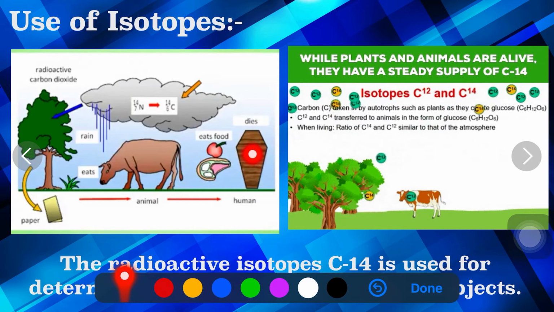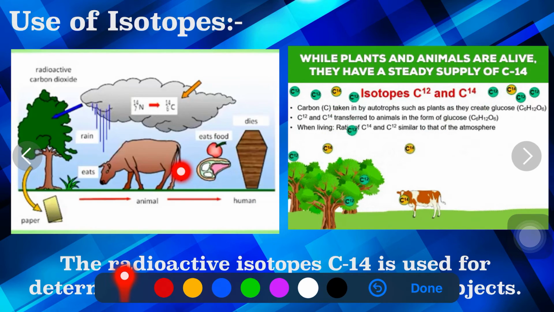The method was developed in the late 1940s at the University of Chicago by Willard Libby, who received the Nobel Prize in Chemistry for his work in 1960. This method is based on the fact that radiocarbon is constantly being created in the atmosphere by the interaction of cosmic rays with atmospheric nitrogen. The resulting carbon 14 combines with atmospheric oxygen to form radioactive carbon dioxide, which is incorporated into plants by photosynthesis.